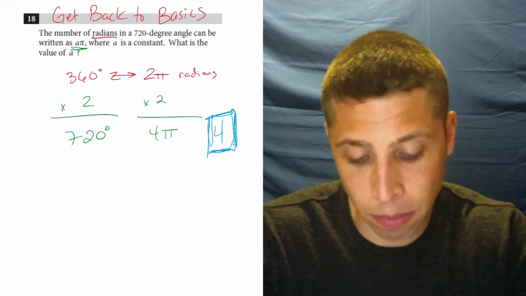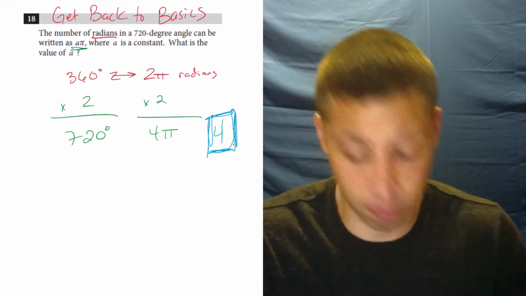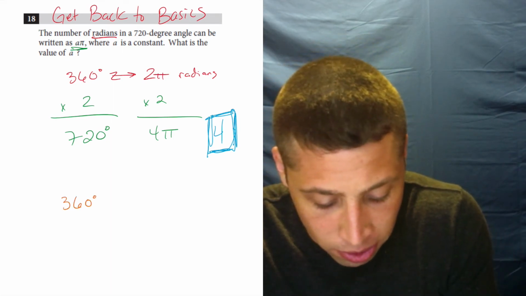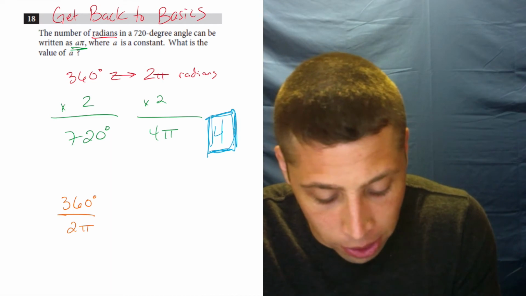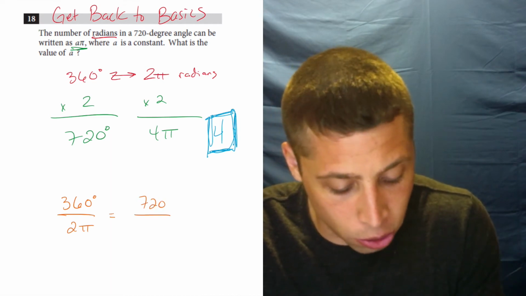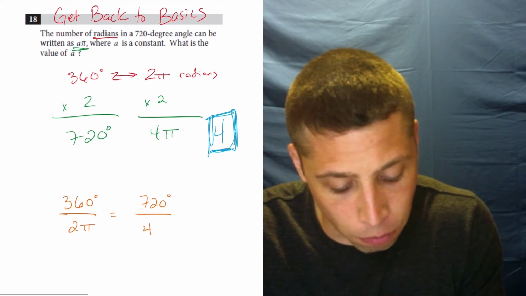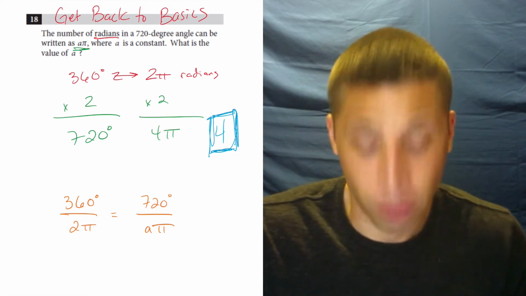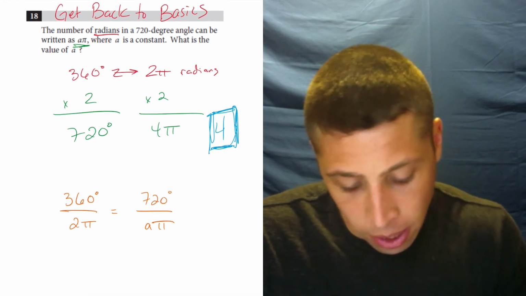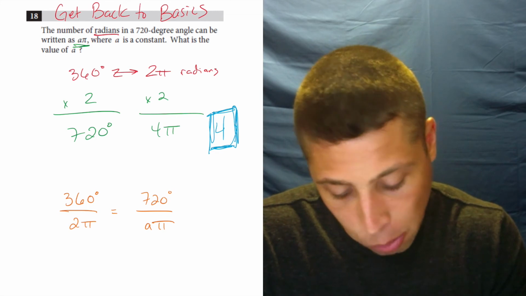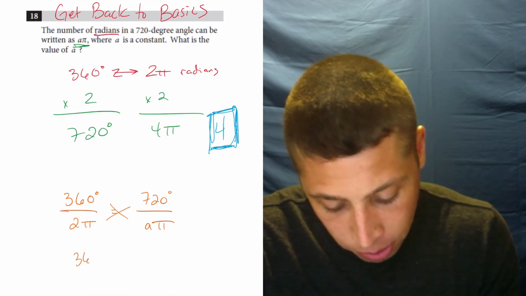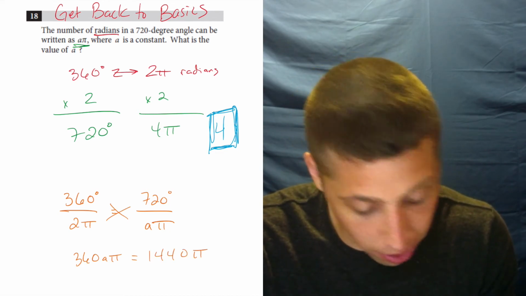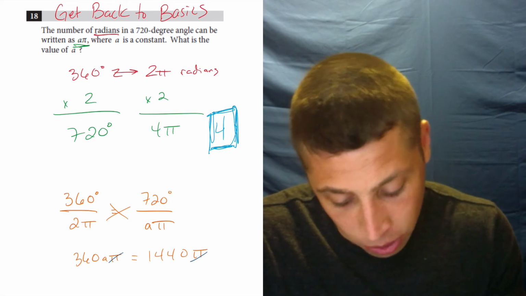There are also formulas that you can memorize for converting radians to degrees. I'm not really going to get into it because I think the smarter way to think about it is the way that we just did, which is using proportions. So if I know that 360 degrees is equal to 2 pi radians, then I know that 720 degrees is, in this case, equal to, let's leave it as a pi radians. So I could have set up a proportion from the start and then done some of the more traditional proportion-y things. So cross multiply, 360 a pi is equal to 1440 pi. We can cross out the pi's. We can then divide by 360.